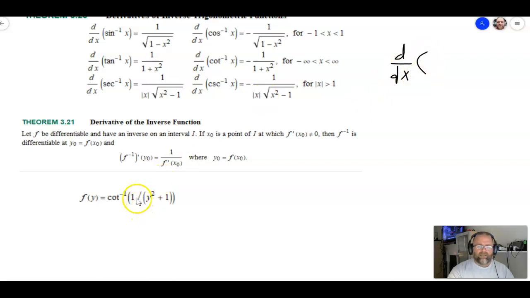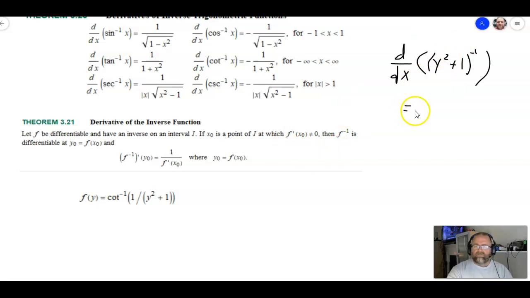And I'm going to rewrite this. Instead of 1 over y squared plus 1, I'm just going to write that as y squared plus 1 raised to the negative 1 power. I'm going to bring it on top. Makes it a little bit easier. That way I don't have to use the quotient rule. I can use the chain rule instead for that.